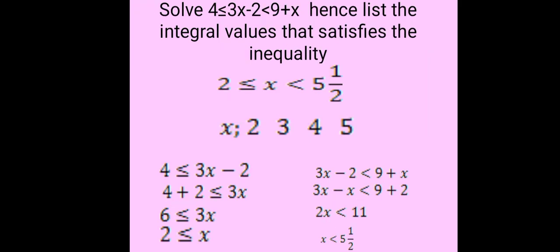Solve 4 is less or equal to 3x minus 2, which is less than 9 plus x. Hence, list the integral values that satisfy the inequalities. We shall solve each part independently first. The first part I've solved and I've found that x is greater or equal to 2.